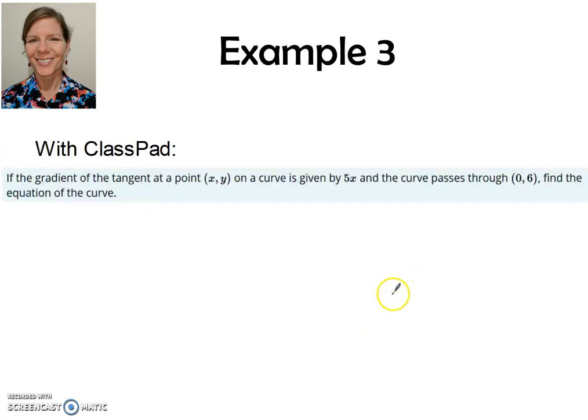Okay, and now I'll show you how to do it with ClassPad, because there's always a way to do this with ClassPad. So I'm just going to write this over here so when I put the ClassPad up, I can actually still see it. So we've got the gradient of the tangent at a point, which is just a fancy way of saying the derivative, is 5x. Okay, and there's a point on the curve such that when x is 0, that value is 6.